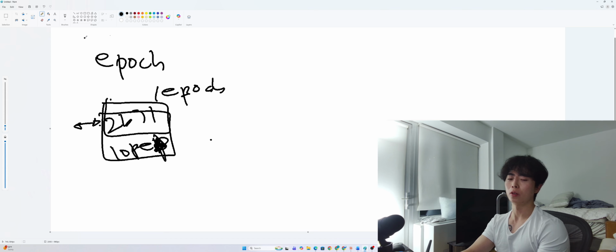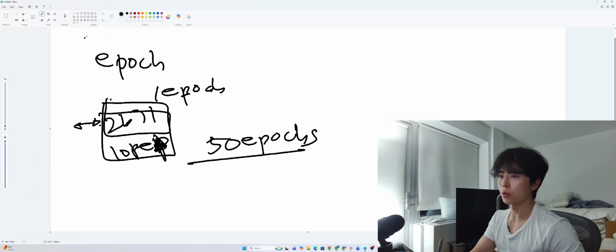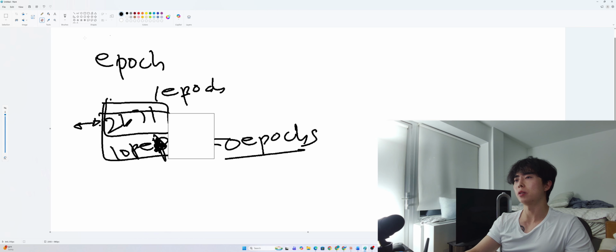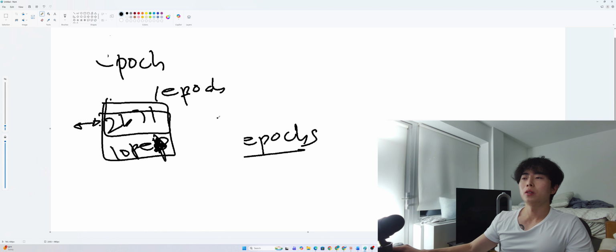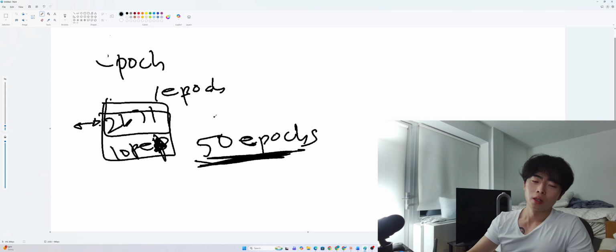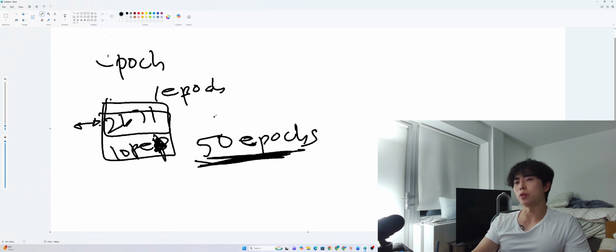Normally people go for more than 50 epochs, but if you use too many epochs, the model is going to learn the training data way too much, which causes overfitting. So this is also considered a hyperparameter. Using the appropriate number of epochs is important in ML. And the threshold is also really important when you train models.